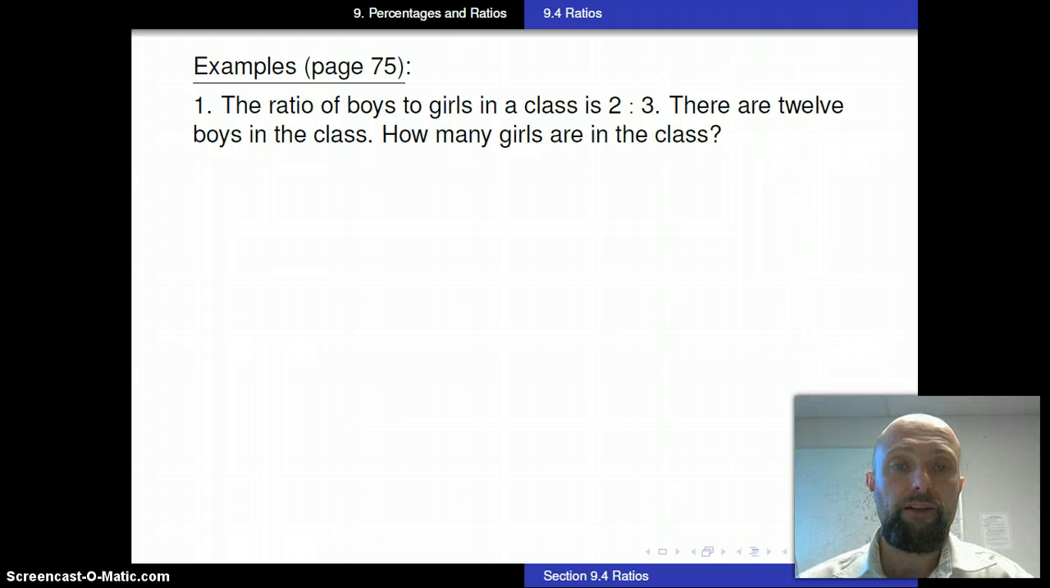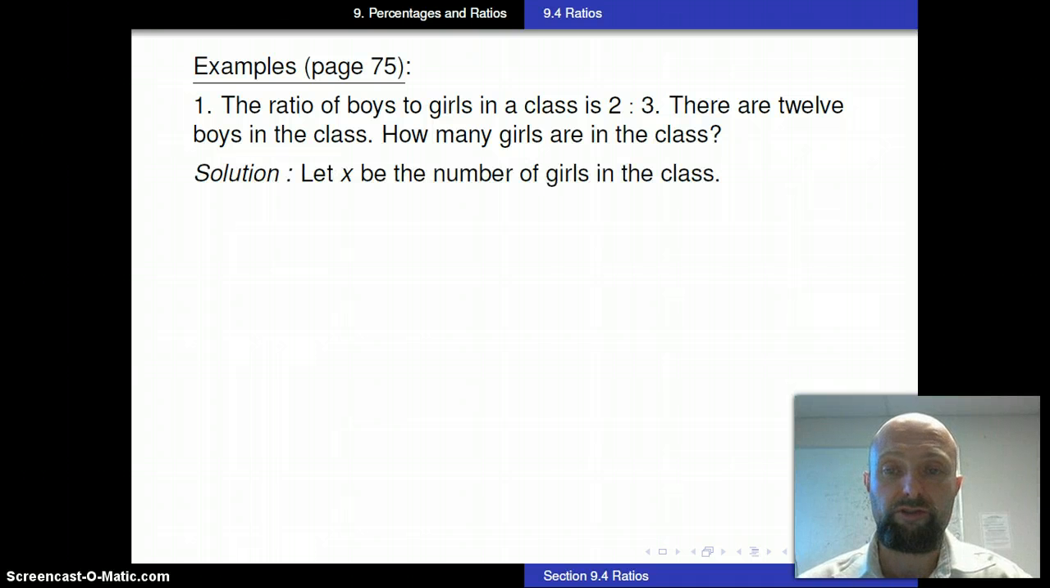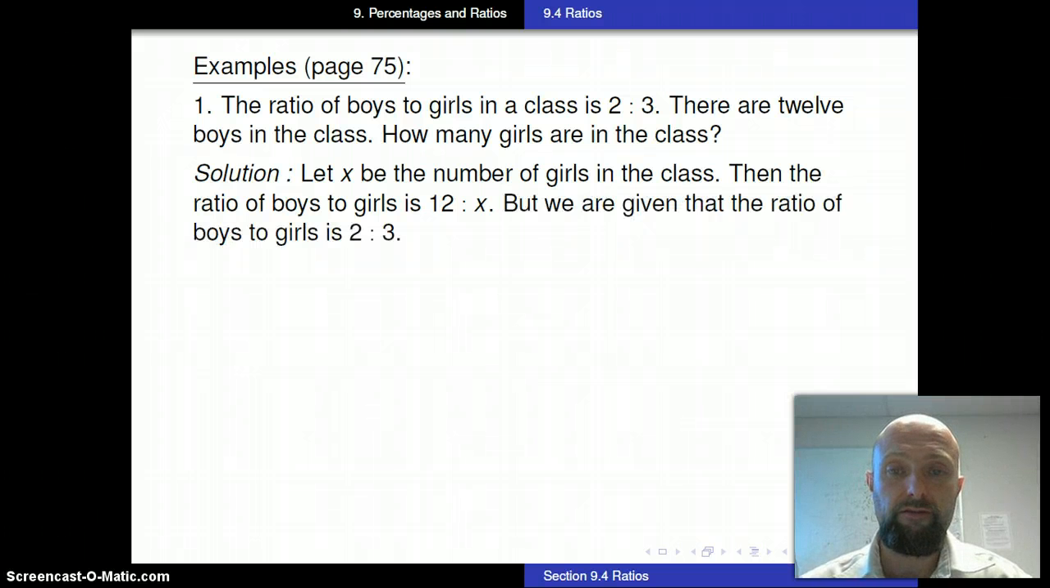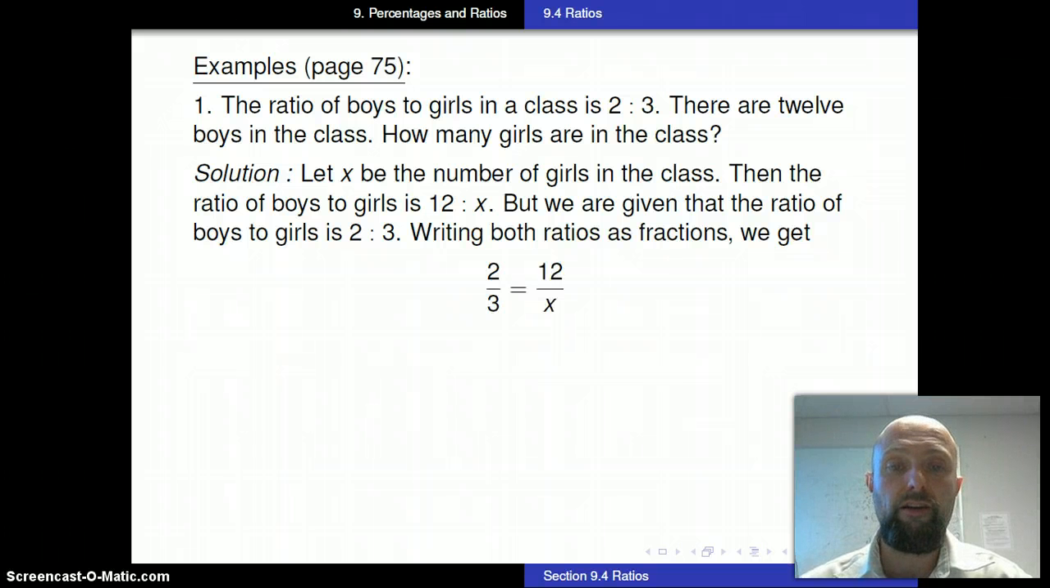Question 1. The ratio of boys to girls in a class is 2 to 3. There are 12 boys in the class. How many girls are in the class? Let x be the number of girls in the class. Then the ratio of boys to girls is 12 to x. But we are given that the ratio of boys to girls is 2 to 3. So writing both ratios as fractions, we get 2 to 3 is 12 to x.